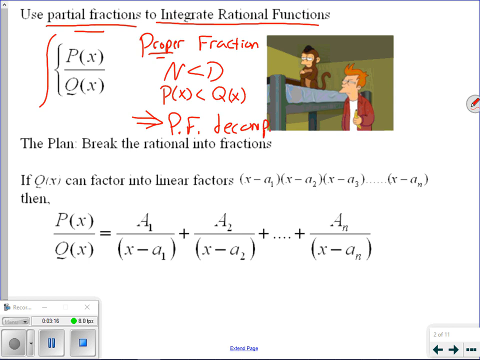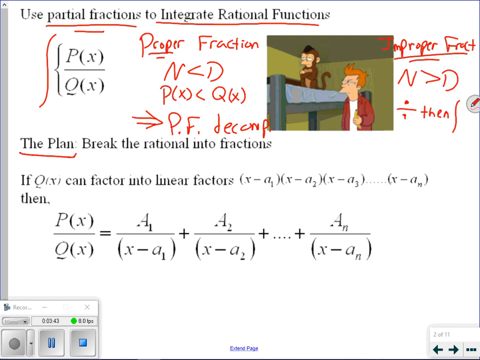The other type I could have is improper fractions. It's the reverse, right? If it's an improper fraction, the numerator is actually greater than the denominator. Whenever we have a numerator greater than the denominator, we always want to divide first, and then integrate or do partial fraction decomposition. So we'll look at examples of each.